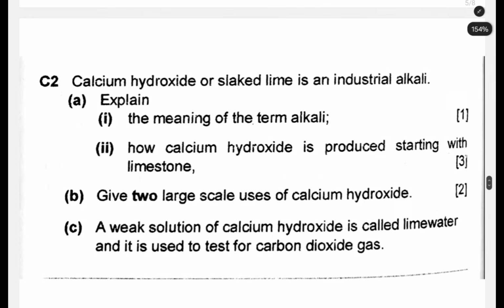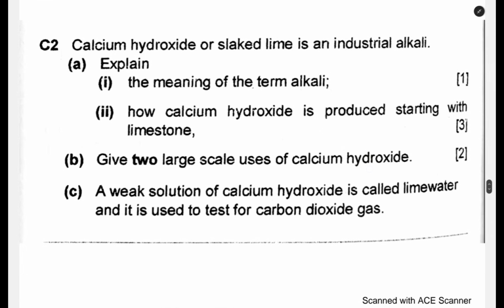So this is C2 of that particular year. So we are going to find some of these questions just repeating. Calcium hydroxide or slaked lime is an industrial alkali. Explain the meaning of the term alkali. So what is an alkali? An alkali is a soluble base.